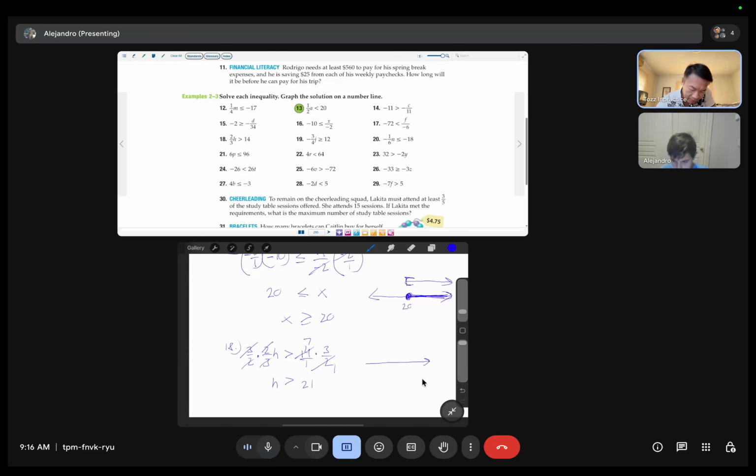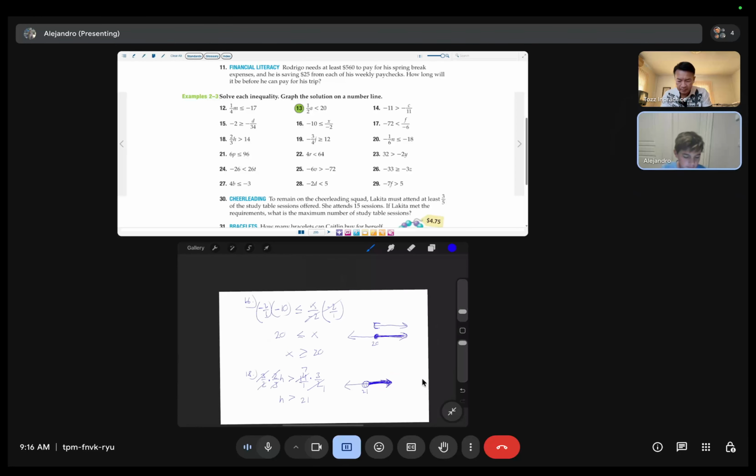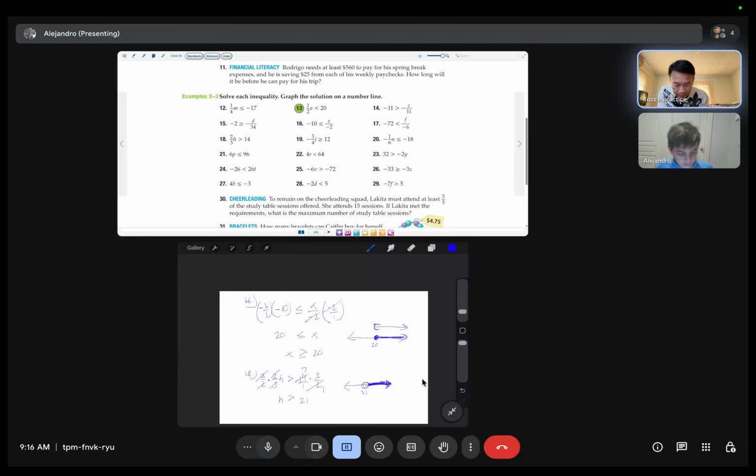Since the h is on the left side, you can graph exactly the same direction as the inequality, the arrow. So it's 21 here. Open dot this time. Right there. It looks lame, but I think you got it. Yeah. Okay. All right. 20.